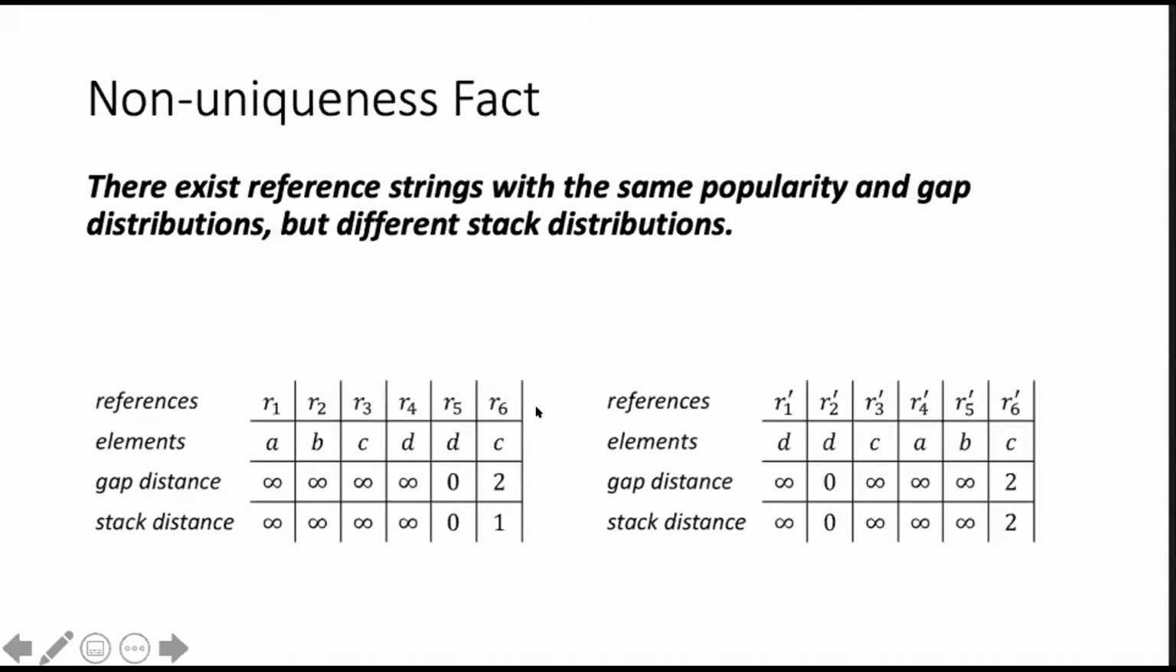In the example here, there are 6 references, and the elements being requested are the same: A, B, C, D, where D is referenced 2 times and C is referenced 2 times. So the popularity distribution is the same. And if you look at the gap distance, for D the gap distance is always 0, and for C, in both cases, it is 2. However, the step distances for these two references are different.